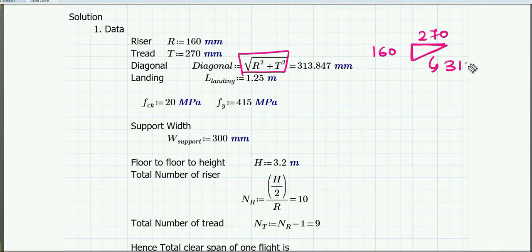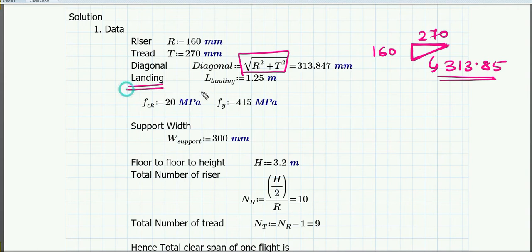So this is 313.8, say suppose 5 mm. Okay, so this is the riser. You will see where we are going to use that. But the thing is, you need to find out the diagonal of the step. Okay, we will see how to use it.